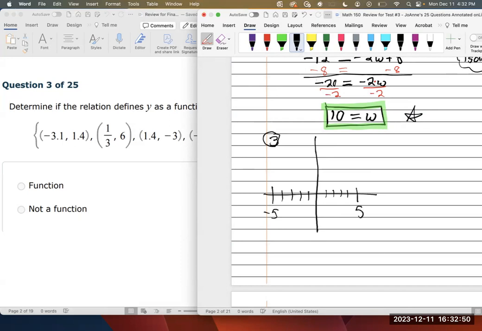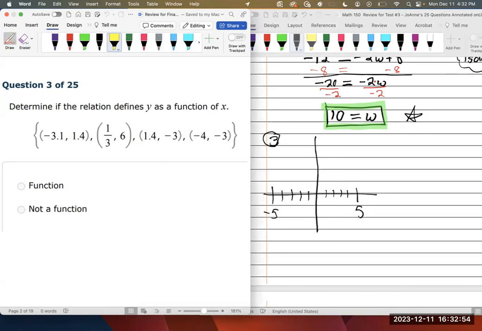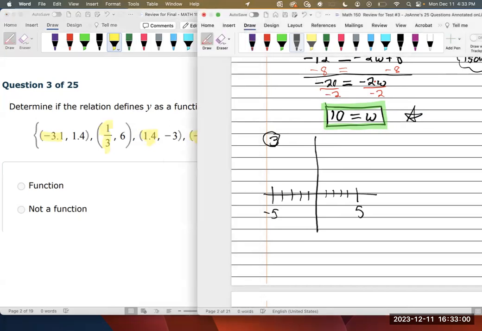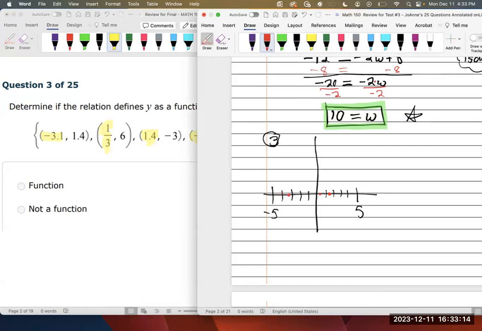If graphing is going to take too long, you can actually look at each of these. Look at my x values. Because each of my x values will be at their own unique place: 1.4, okay, negative 3.1, 1/3, 1.4, and negative 4. These are each unique x values on my x number line.